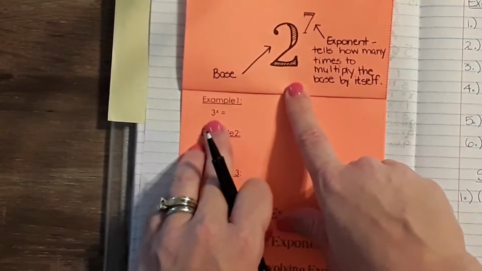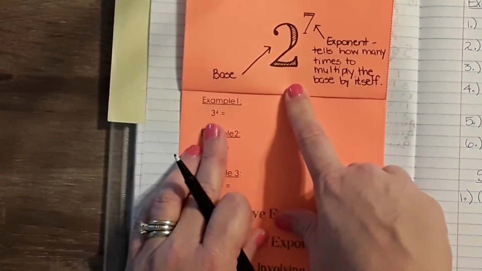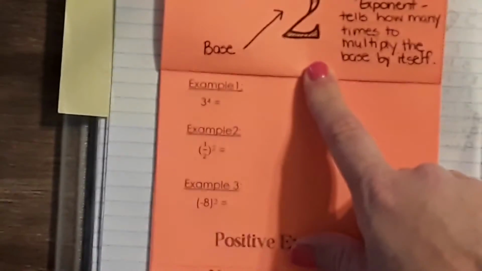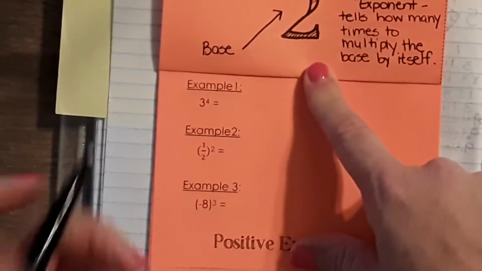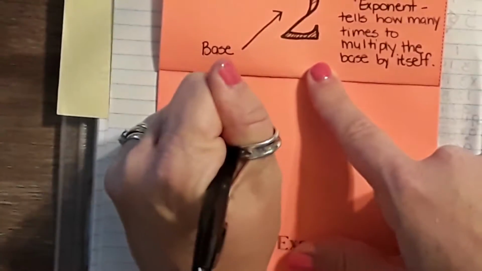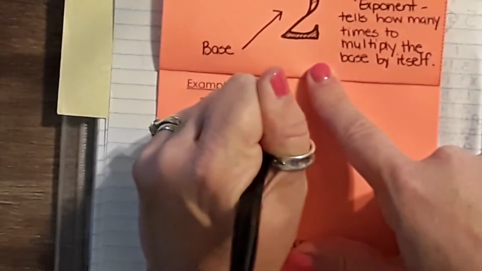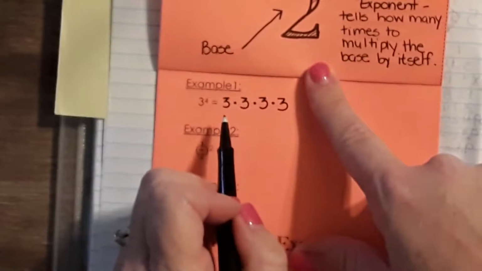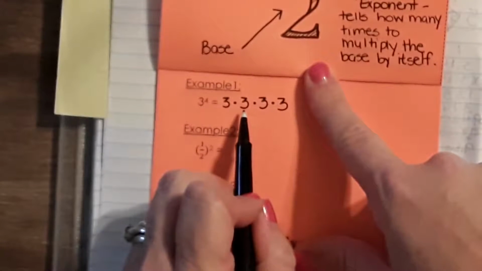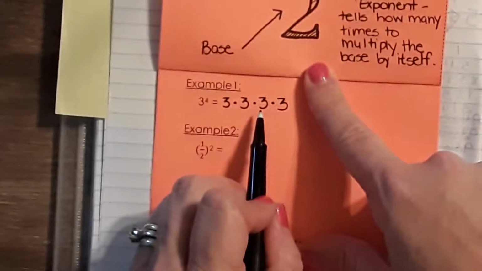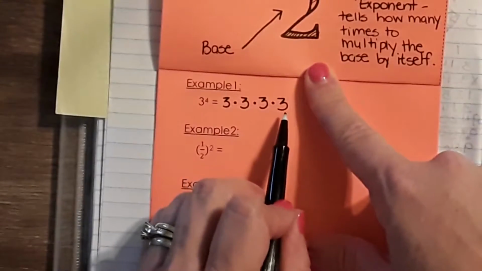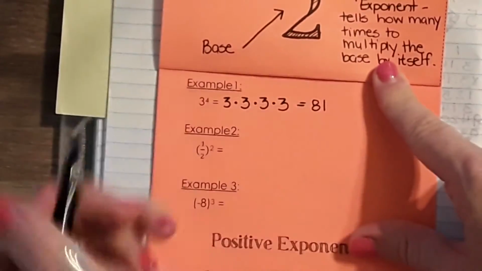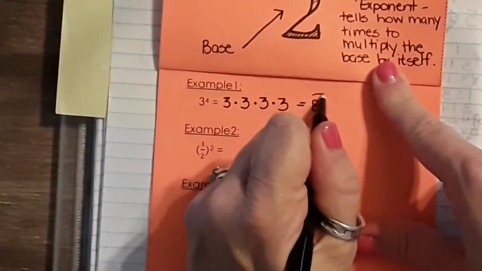Okay, the first one says 3 to the 4th power. That does not mean 3 times 4, guys. That means 3 times 3 times 3 times 3. Okay, so I'm going to write it out. 3 times 3 times 3 times 3. Now what you can do is you say 3 times 3 is 9. 9 times 3 is 27. And 27 times 3 is 81. Okay? And that is our final answer.